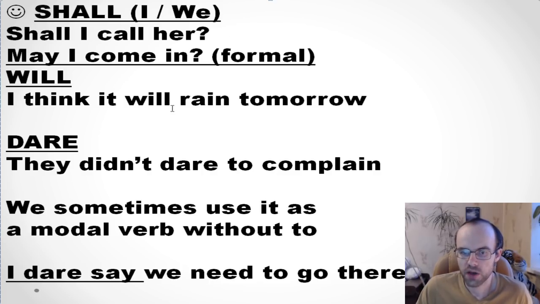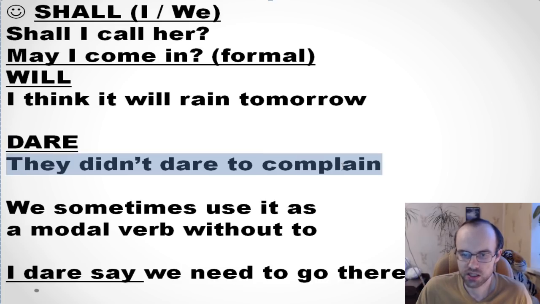Will, I think it will rain tomorrow. But for me, will is an ordinary verb, so it's really a little bit strange when people say that it's a modal verb. But sometimes we see that they say shall and will are modal verbs. We mostly use will in modern English. And dare, we sometimes use it. I mean that this verb isn't so common, but we often see it in negative sentences.